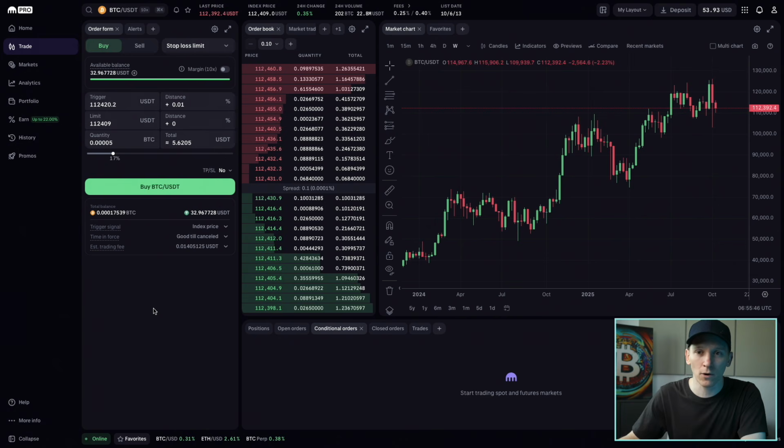You can also download the Kraken Pro app on your phone as well. It's a different app, but you log in with your same Kraken details.